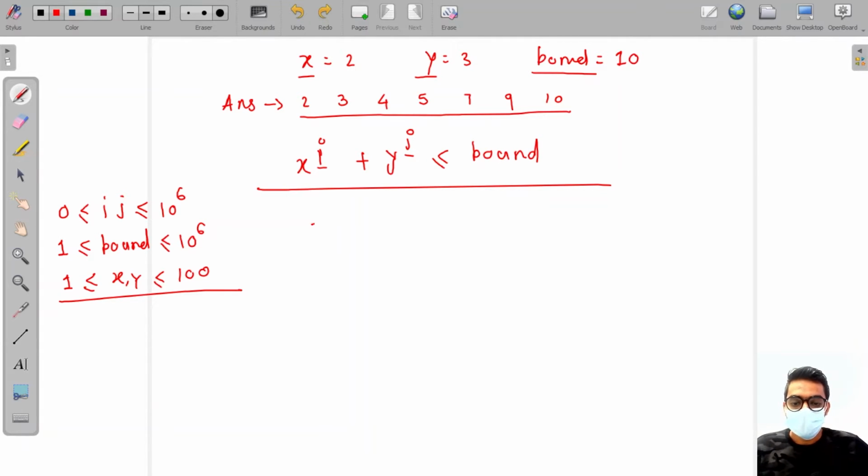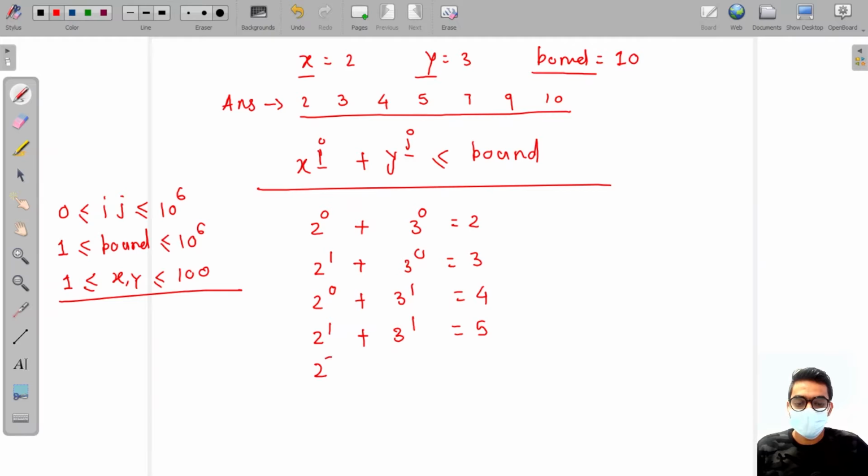So our x is 2 and y is 3. Let's make some combinations of i and j that give the answer values. Let's take i as 0 and j also 0. So 2 raised to 0 is 1 plus 3 raised to 0 is 1, so 1 plus 1 is 2. Now 2 raised to 1 plus 3 raised to 0: 2 raised to 1 is 2, plus 1, that is 3. 2 raised to 0 plus 3 raised to 1: 1 plus 3, that is 4. 2 raised to 1 plus 3 raised to 1: 2 plus 3, that is 5. 2 raised to 2 plus 3 raised to 0: 4 plus 1, that is 5. So the values are the same at this point.